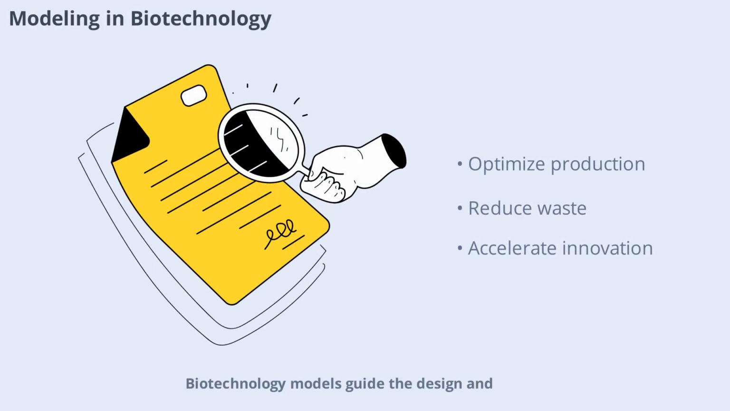Technology models guide the design and optimization of biological products and processes. These models are used in industries ranging from pharmaceuticals to agriculture. By simulating production processes, scientists can improve yields, reduce waste, and develop innovative products. Modeling accelerates progress and innovation in biotechnology.